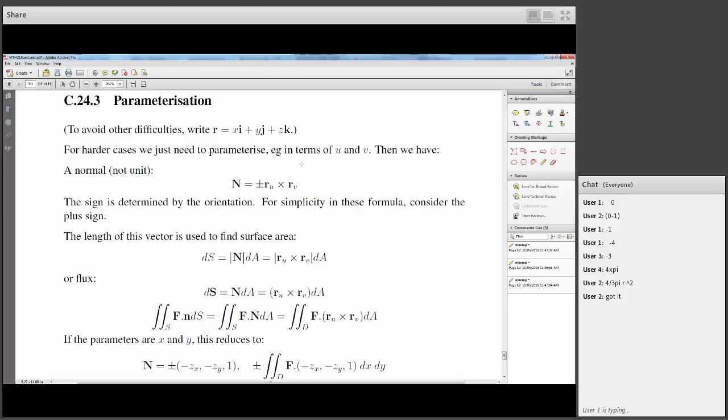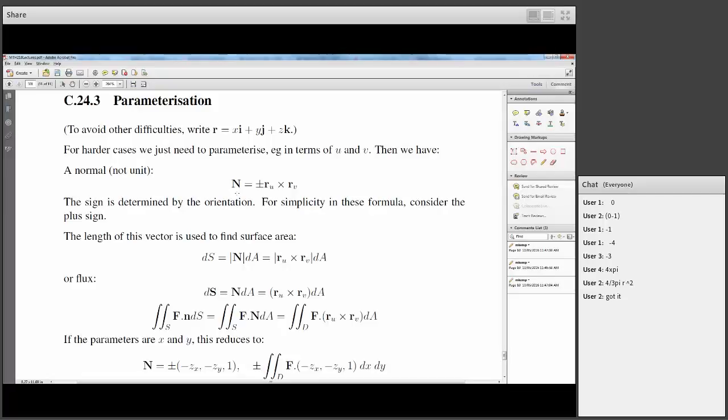So how you work it out is, first of all, you work out a normal, not the unit one, but a capital N. Basically, assuming you work out a function x, y, and z in terms of u and v, you take the partial derivative with respect to u, then do the same thing, take the partial with respect to v, and then take the cross product of those two. That gives you this capital N.